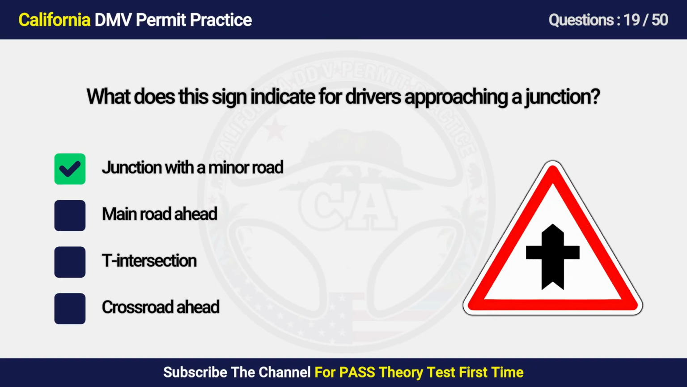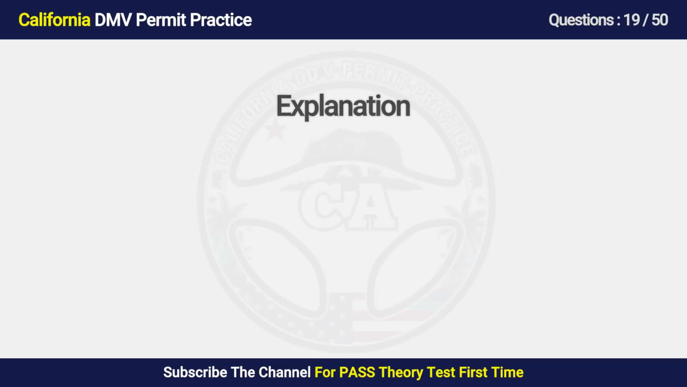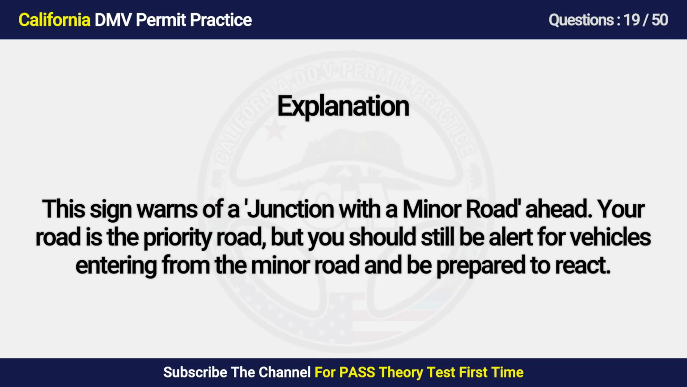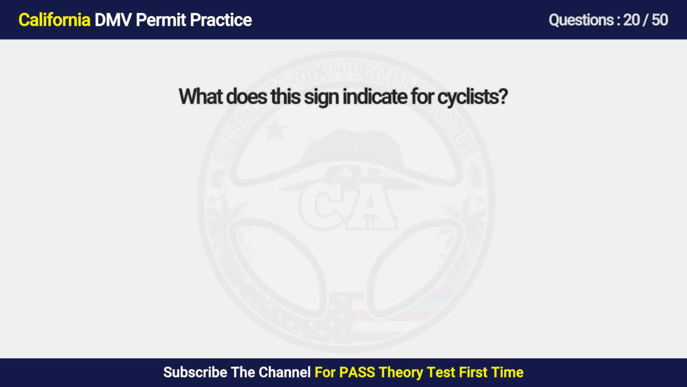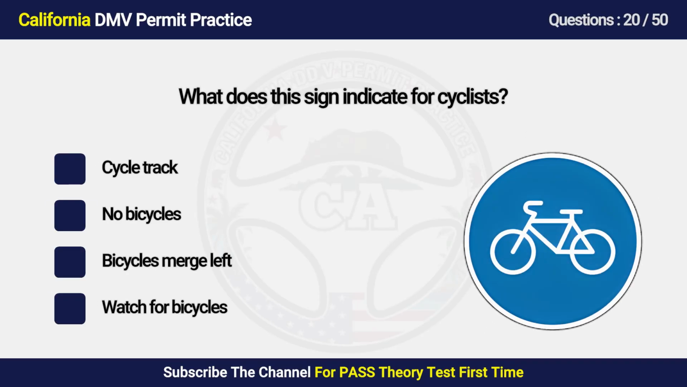Answer is A. Junction with a minor road. This sign warns of a junction with a minor road ahead. Your road is the priority road, but you should still be alert for vehicles entering from the minor road and be prepared to react. Question 20. What does this sign indicate for cyclists? A. Cycle track. B. No bicycles. C. Merge left. D. Watch for bicycles.